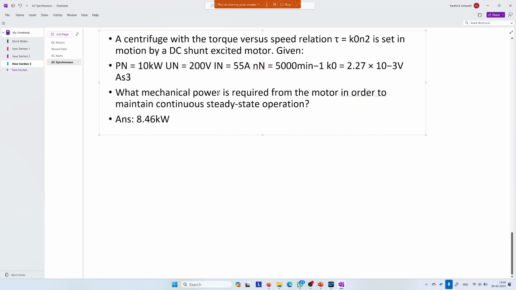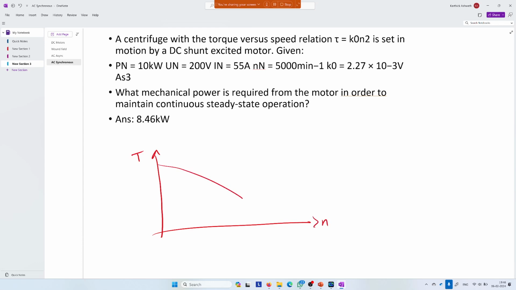So first step as usual is to find the UI and armature resistance value. But let me illustrate what is happening here. We know the torque versus speed diagram for a shunt excited motor. It is a straight line.